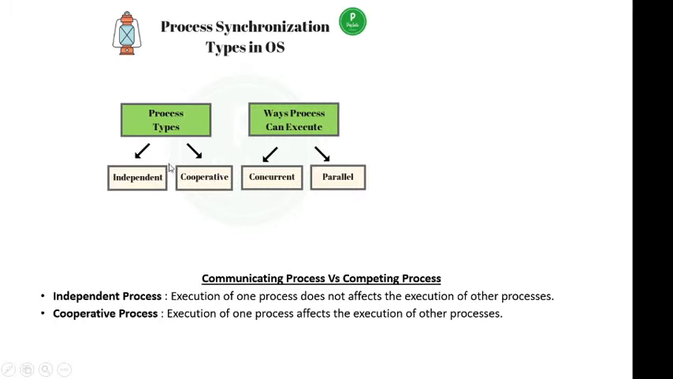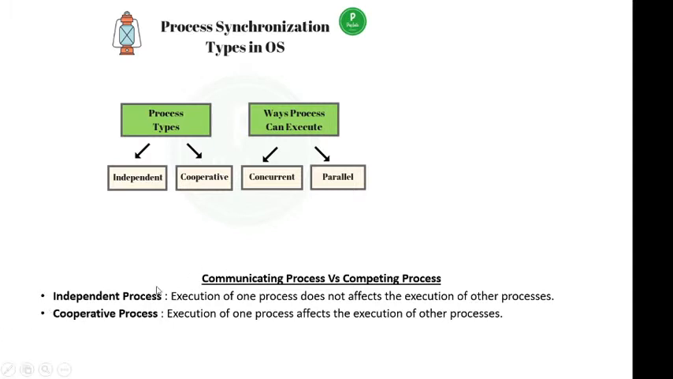And all these concurrent processes in the memory, whether they are independent, they don't need to talk to each other, or they are cooperative, they need to talk to each other, they may be executed concurrently or parallelly. This is what the diagram is showing. Now the important point to take away is that all the processes in memory are executing at the same time. Some processes are independent, fine.